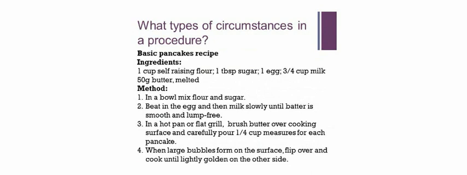Number 3, in a hot pan or flat grill. That's a circumstance that tells us where we're supposed to do this work. In a hot pan or flat grill. So therefore we know in a procedure, the circumstances, they're not telling us about things that happened in the past. They're telling us where to do things and how to do them.